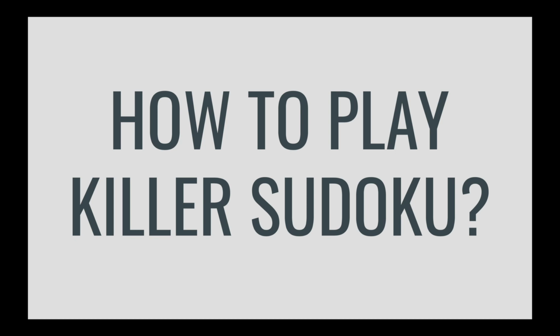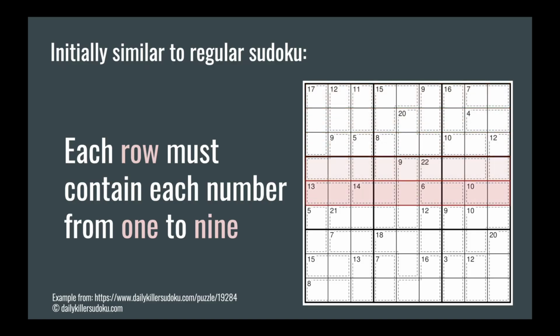Okay, so let's look at how to play Killer Sudoku. What are the basic rules you need to understand to be able to play? First of all, every row in that 9 by 9 grid must contain each number from 1 to 9 in your finished solution. Similarly, each column in that 9 by 9 grid must contain each number from 1 to 9 just once. And every 3 by 3 square, each of these smaller squares that make up the big grid, must contain each number from 1 to 9.